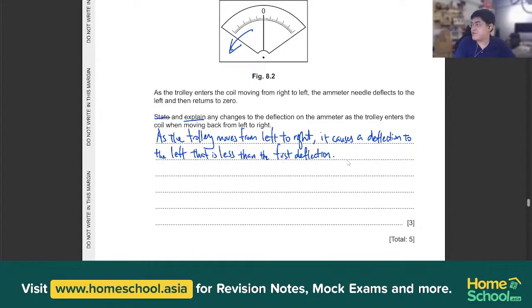That's the first deflection. Okay. This is the first mark you get. So you have to first state what happens. So the statement is that the trolley will cause a deflection to the left that is less than the first deflection. Okay. We need to explain what happened. So first thing first, we need to explain why the deflection is still in the same direction.